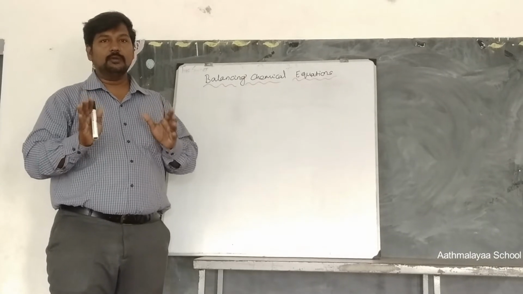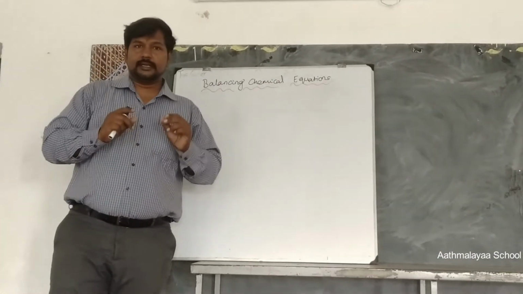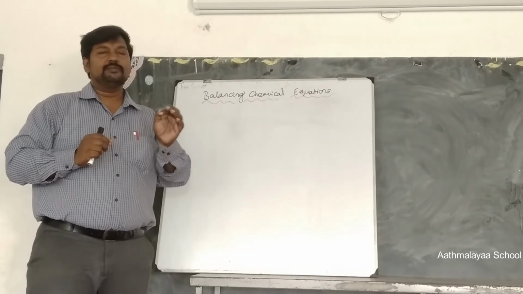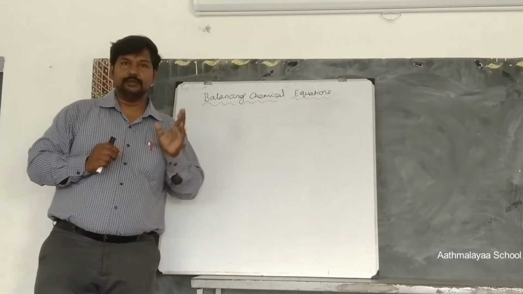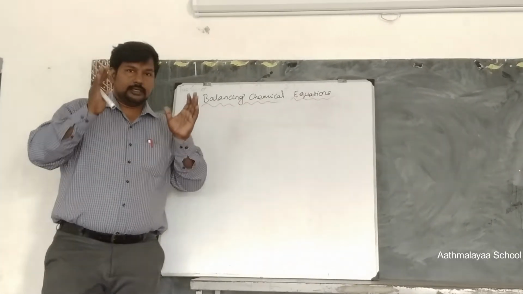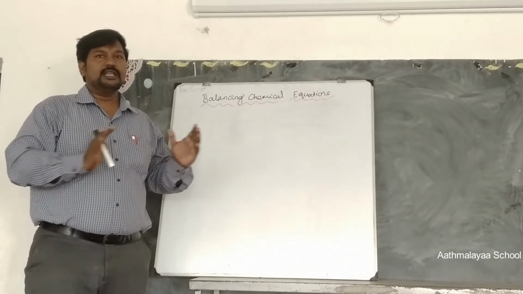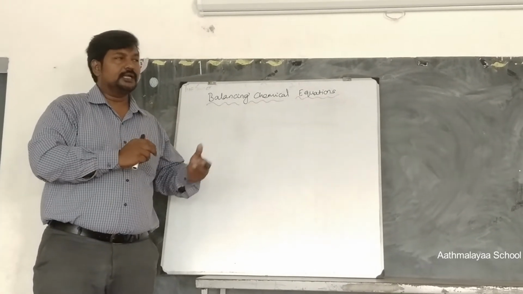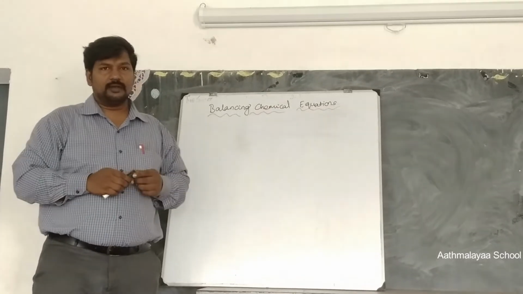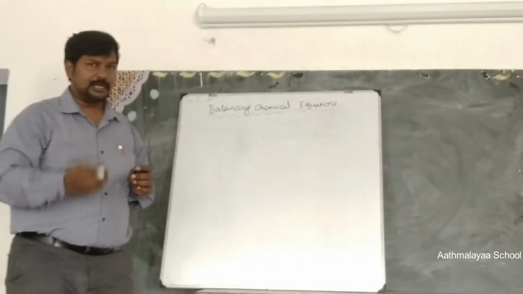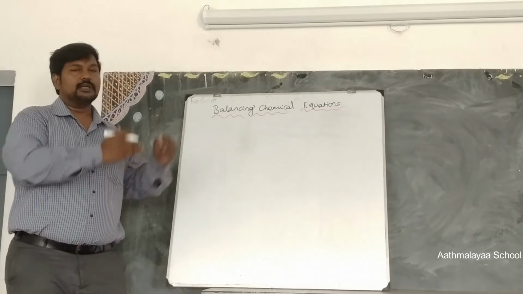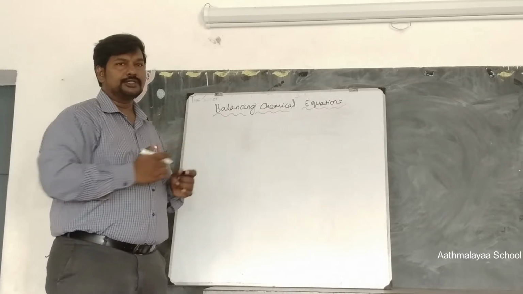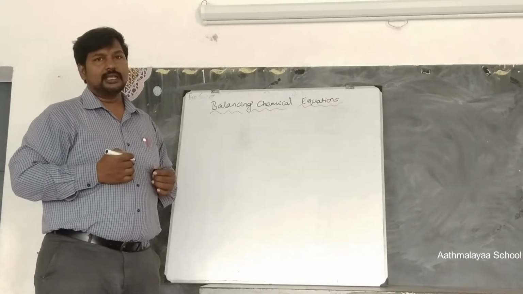Now we can see how to balance a chemical reaction or chemical equation, right? First of all, why should we balance a chemical equation? Because the law of conservation of mass is a basic law of science, right? Whatever input we are giving, that should be the output. The law of conservation of mass is nothing but the input must be equal to the output, right? So to ensure the law of conservation of mass, we have to balance the chemical equations.